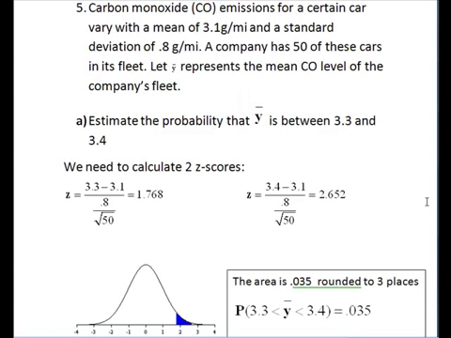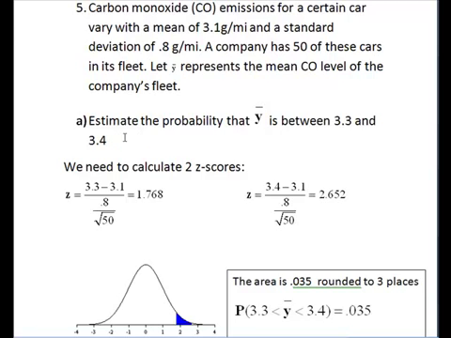Problem 5. Carbon monoxide, or CO emissions, for a certain car varies with a mean of 3.1 and a standard deviation of 0.8. A company has 50 of these cars in its fleet. We're going to let Y bar represent the mean CO level of this company's fleet. Estimate the probability that the sample mean of these 50 cars is between 3.3 and 3.4.